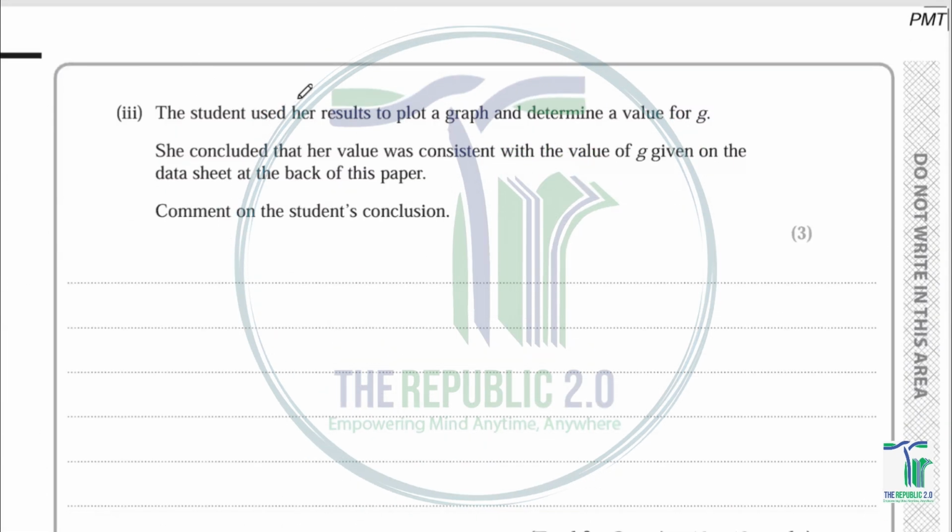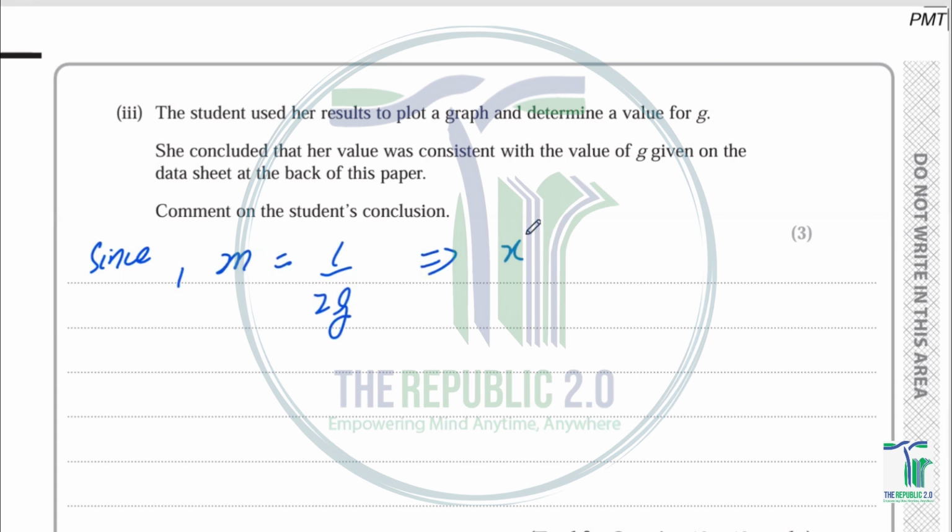In part 3, the student used her result to plot a graph and determine the value of G. She concluded that her value was consistent with the value of G given on the data sheet at the back of this paper, which is 9.81, of course. Comment on the student's conclusion. How can you conclude these statements? So how might the student have calculated the value of G, since she plotted the graph between H and V square? She must have calculated the gradient, which is equal to 1 upon 2G, right? For example, if she has a gradient X, which could be anything.